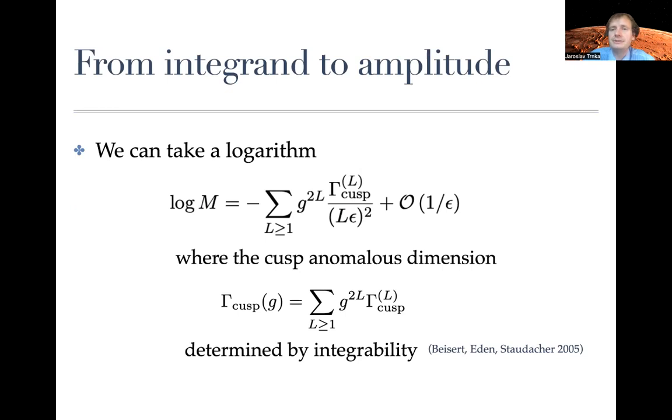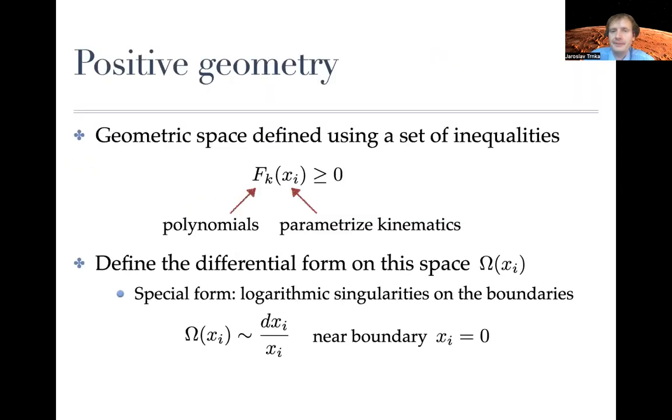So what shows up in the 1/epsilon piece would depend on whether you choose dim reg, or for example, a mass regulator. You can go to the Coulomb branch of n equals 4. You can give masses to scalars, and that also regulates these masses. Okay, thank you.